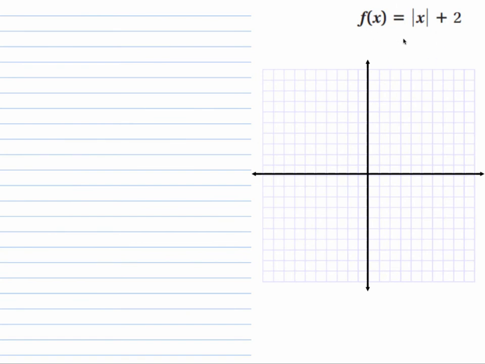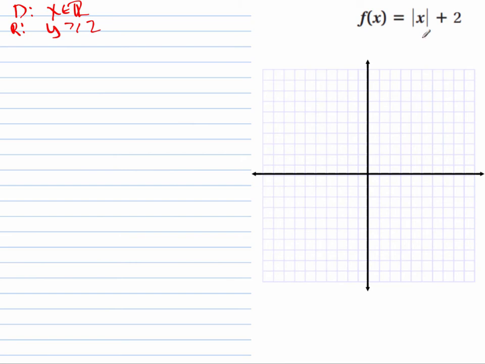So let's look at this function again. Remember, I told you we were going to graph these quite a bit. f of x is equal to the absolute value of x plus 2. The domain is all reals. Now the range for the absolute value function is y greater than or equal to 0, but this is going to be shifted up 2. So the range is the set of y that are greater than or equal to 2.